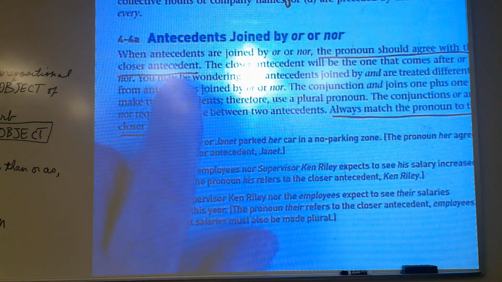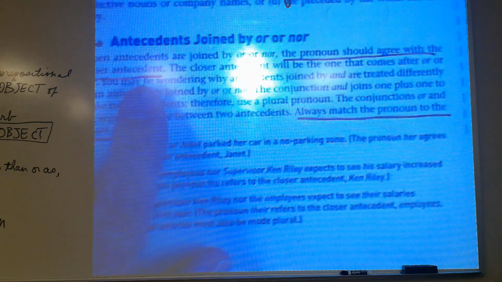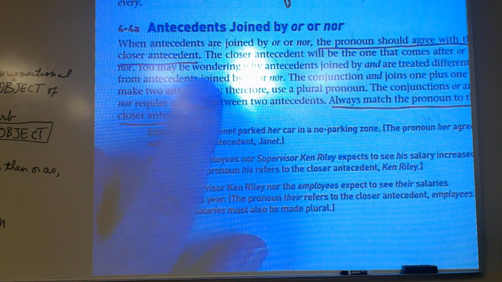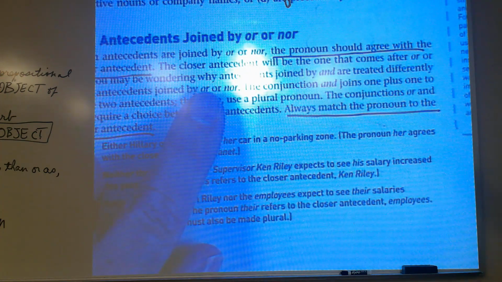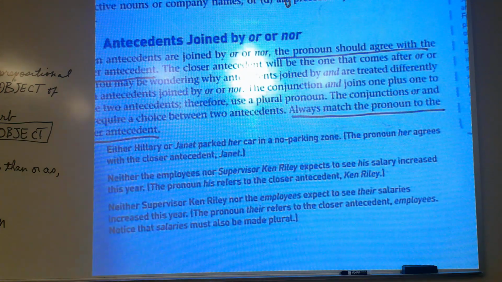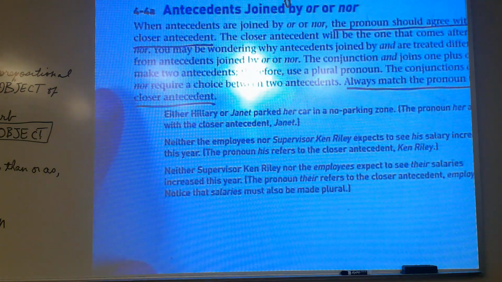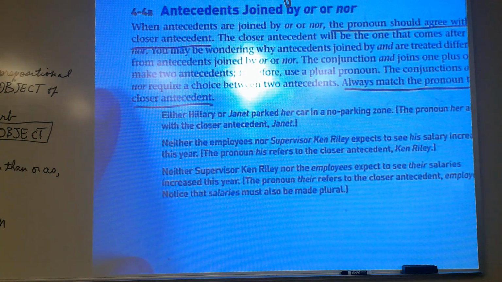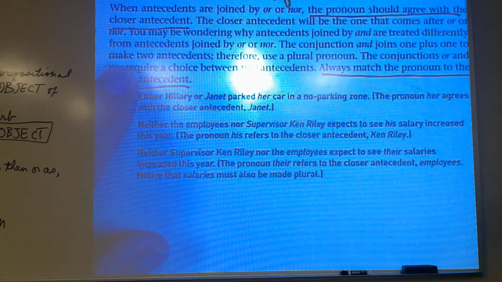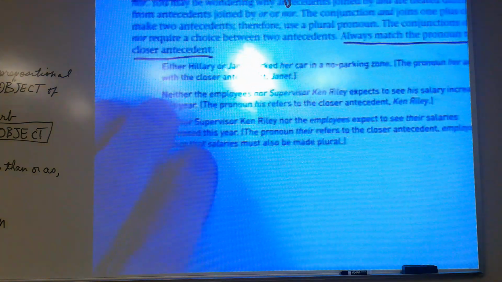You may be wondering why antecedents joined by and are treated differently from antecedents joined by or, nor. The conjunction and creates plurality, and it has 1 plus 1 to make 2 antecedents. Therefore, you must use the plural pronoun. The conjunctions or, nor require a choice, one or the other. Always match the pronoun to the closer antecedent.